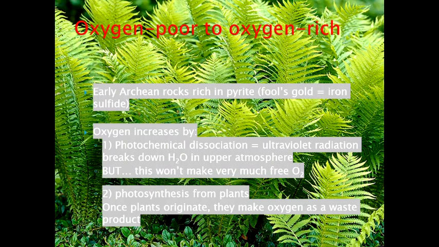How we get enough is from plants. As soon as we evolve plants on planet Earth, what do they do? They photosynthesize. They ingest carbon dioxide, and one of their resulting products, waste products if you will, is oxygen, O2. And once we get plants, that takes us to our oxygen-rich atmosphere.